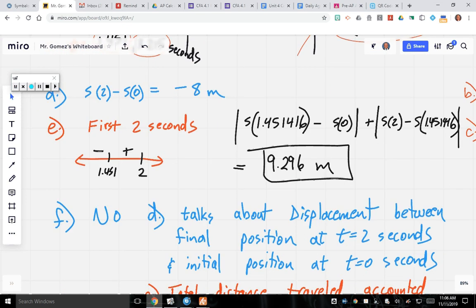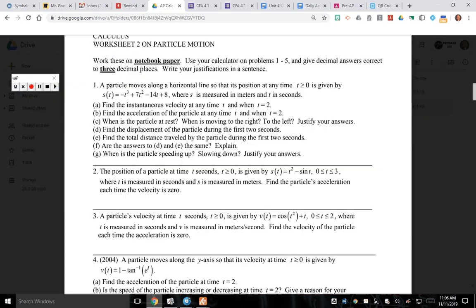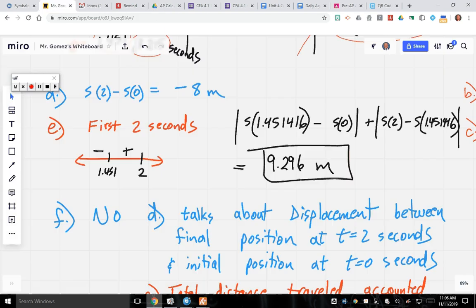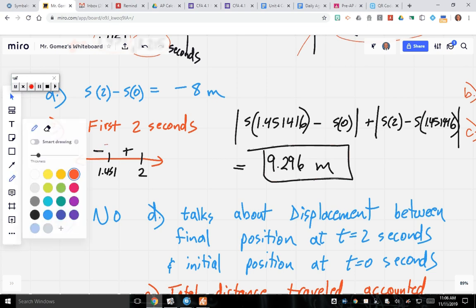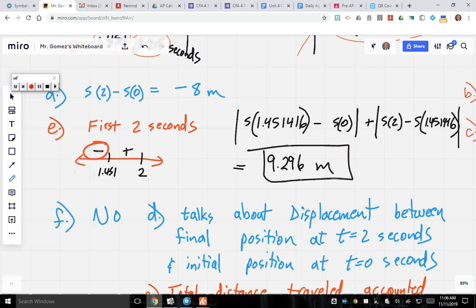Now, real quick. E asks for something different. E on the question is asking, find the total distance traveled during the first 2 seconds. That means when I go back over here to this graph, I need to see from 0, whoops, maybe not. From 0 to 1.451, it's going to be negative. From 1.451 to 2, it's going to be a positive.